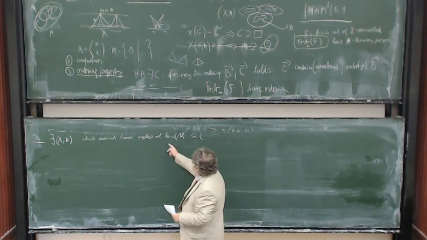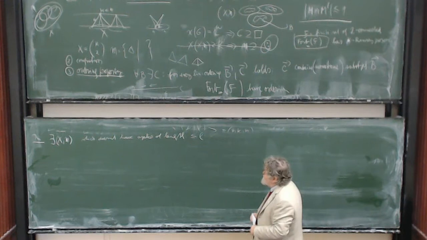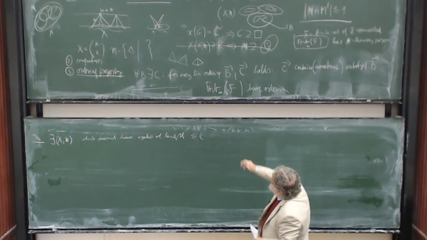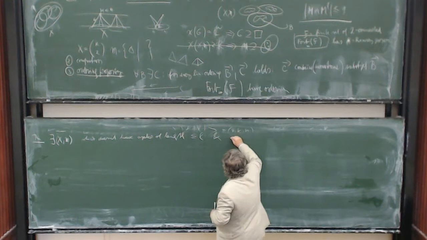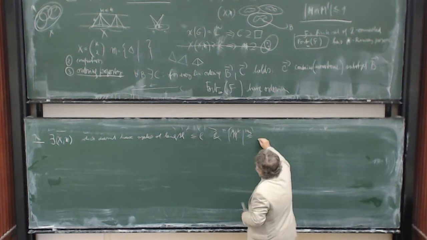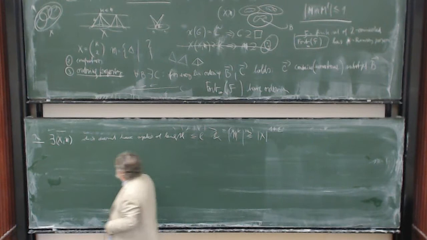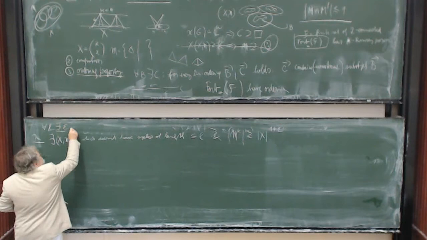This is actually R dash theorem. But we don't want it. I mean, this theorem speaks about the chromatic number. Actually, the connection is controlled just by cardinality. And the size of M is bigger than the size of X to 1 plus epsilon. So for every L, there exists epsilon. In fact, this epsilon can be taken as 1 over 2L.